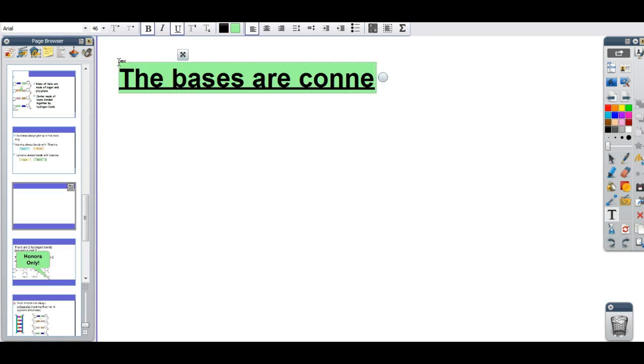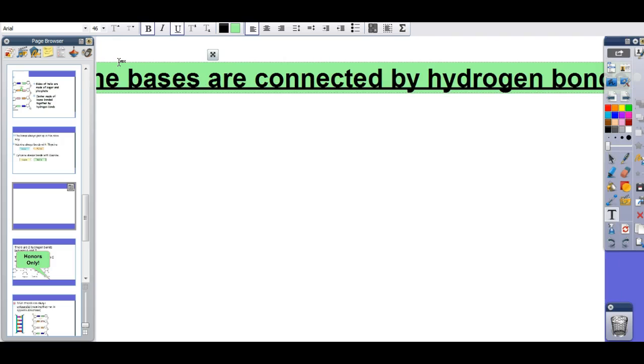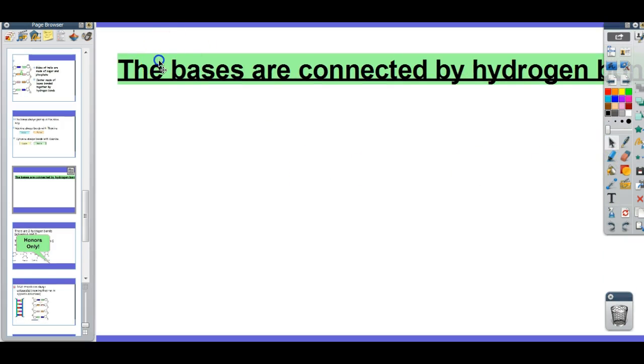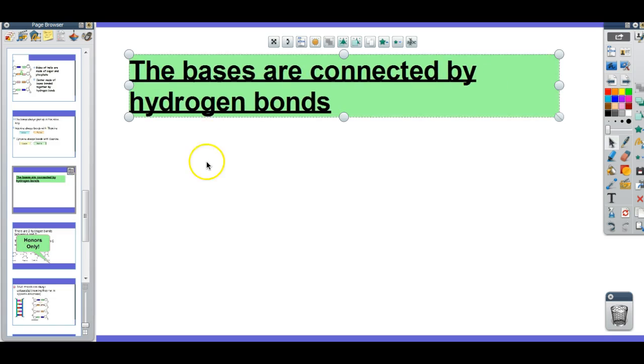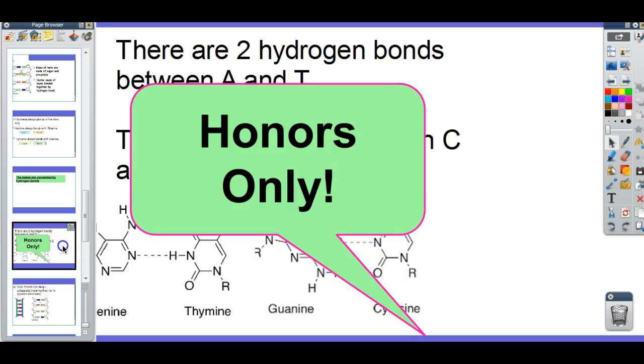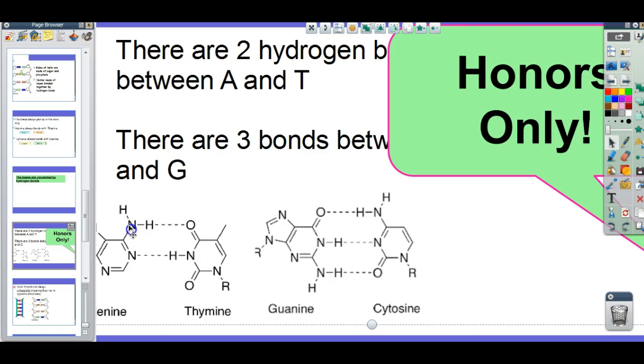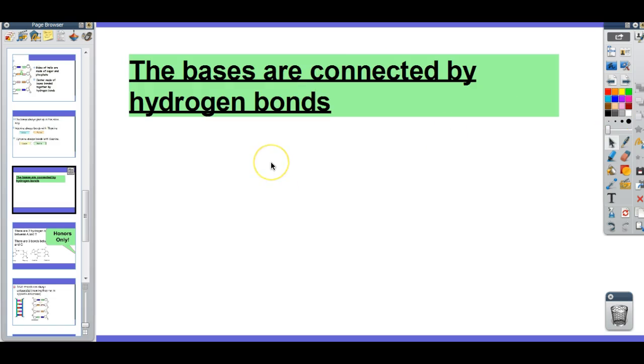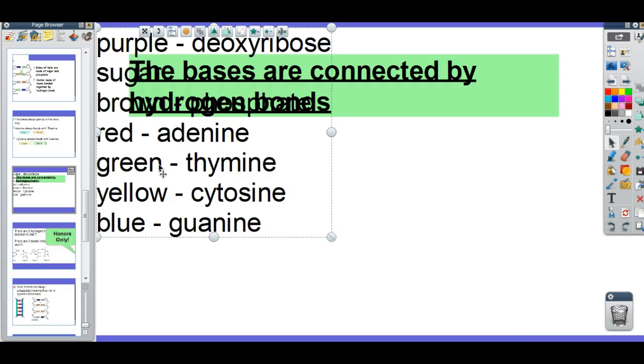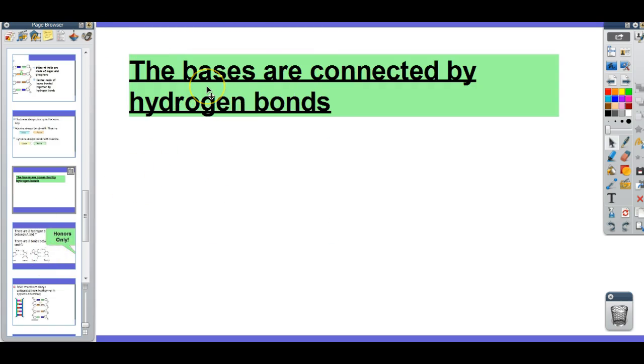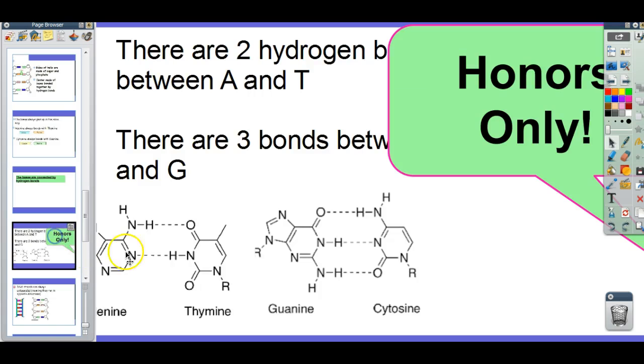So the bases are connected by hydrogen bonds. I want you to write that down. In the middle, they're connected by these hydrogen bonds. I'm going to grab a picture. I will come right back to this. Apparently I can't copy and paste there. So just know that they're connected by hydrogen bonds. And we can see that, and I'll show you these pictures in a second. Let's see if I can copy them again.